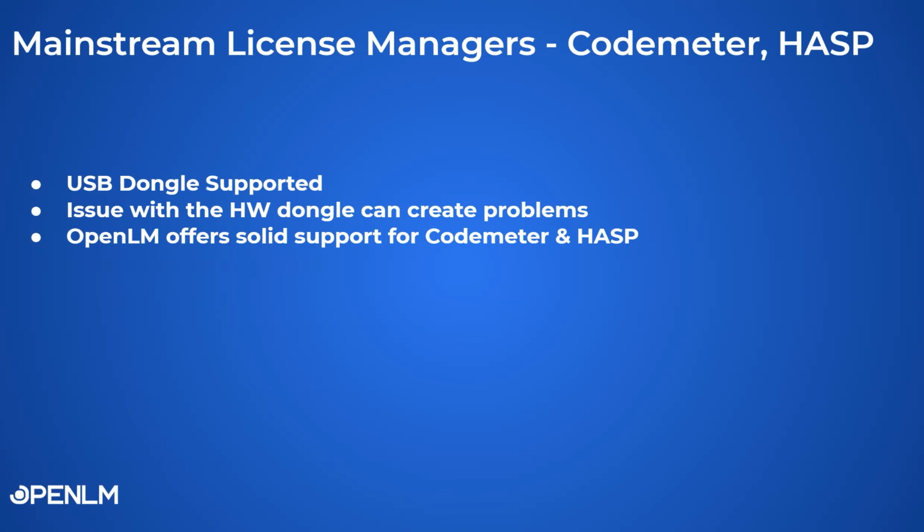The last ones I wanted to mention are CodeMeter and AHSP, which are a little bit different because they utilize USB dongle support, a small hardware key that you need to plug into the server machine, and it works in conjunction with the software. This can cause problems if, for example, the dongle gets corrupted. You cannot just contact the vendor and replace it with a new license key; you always need to wait for new hardware to be delivered and then plug it into your license server. So it's a little bit more complicated, and we again offer very comprehensive support for these two license managers.